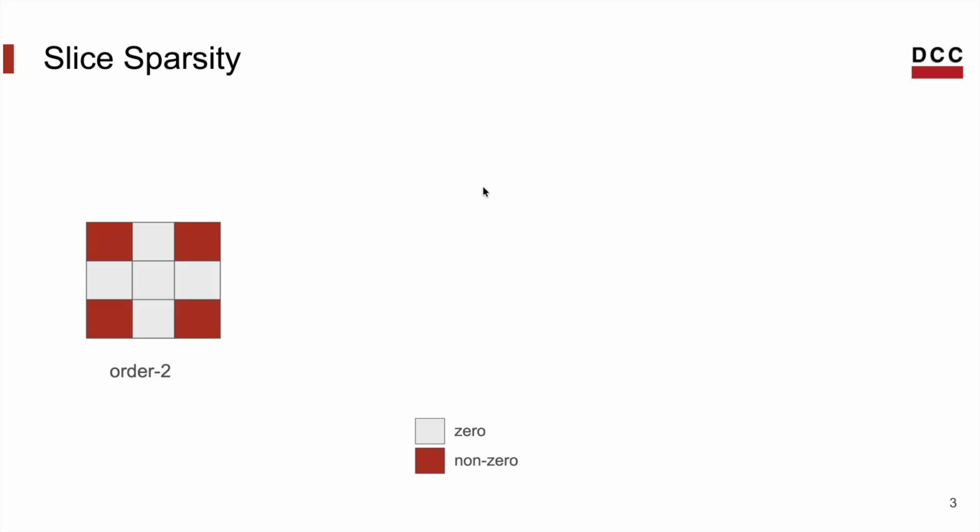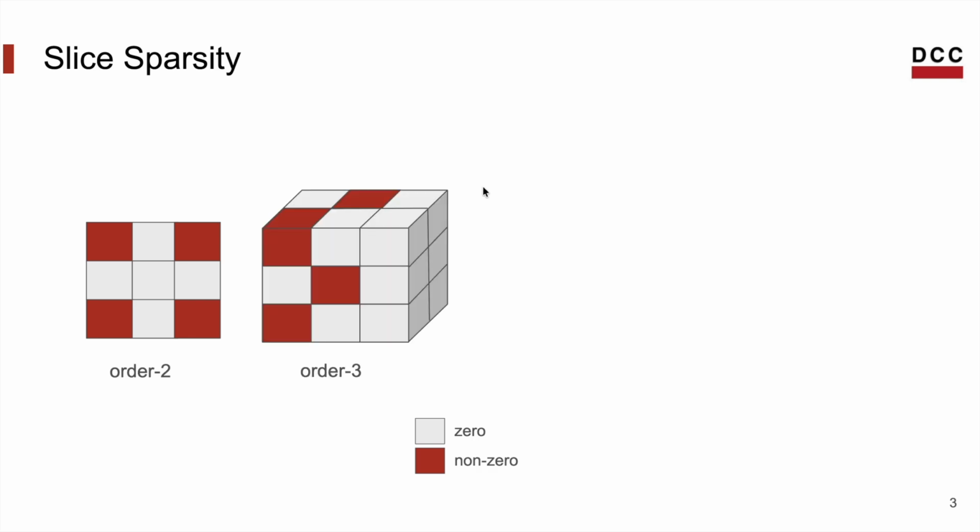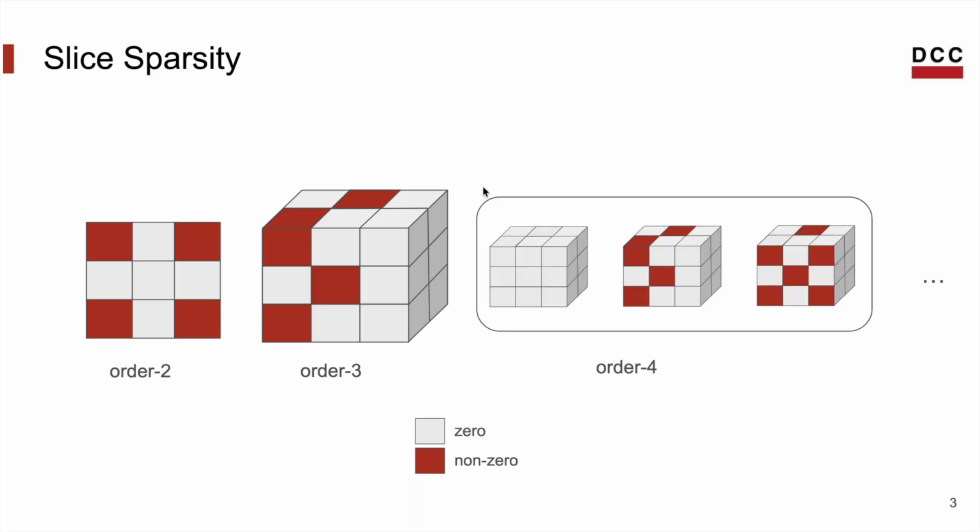called slice sparsity. Slice sparsity happens when you have, for example, an order 2 tensor, which is a matrix, and you have rows or columns that are entirely zero. In an order 3 tensor, you have planes that are fully zero. In an order 4 tensor, you have cubes that are entirely zero.